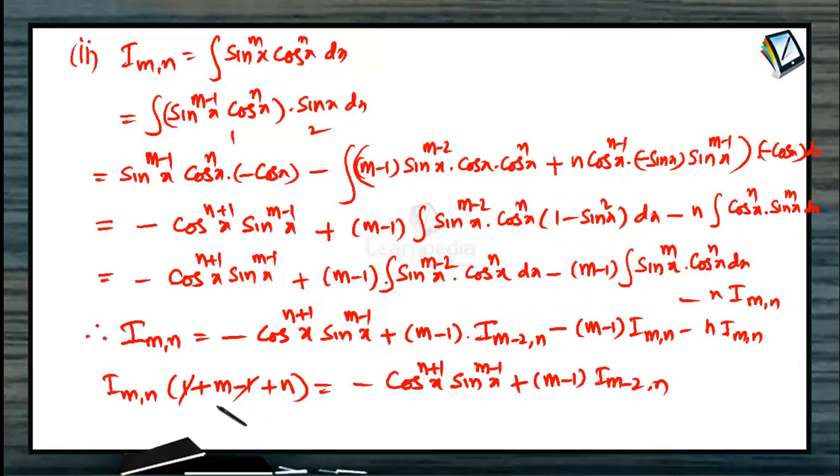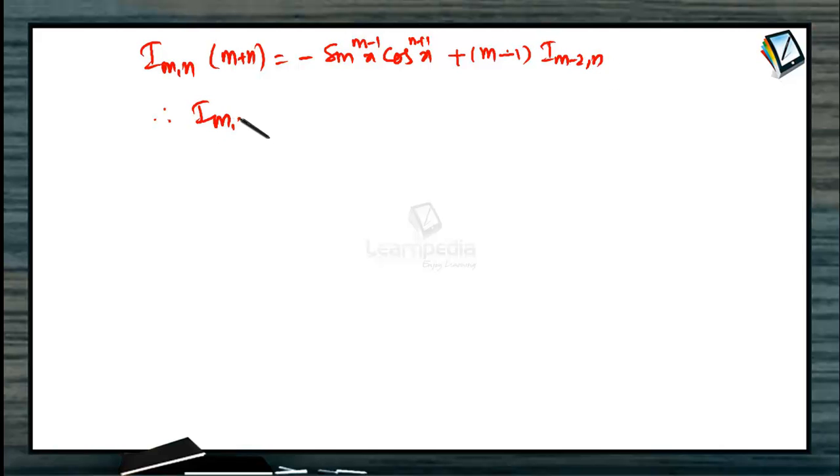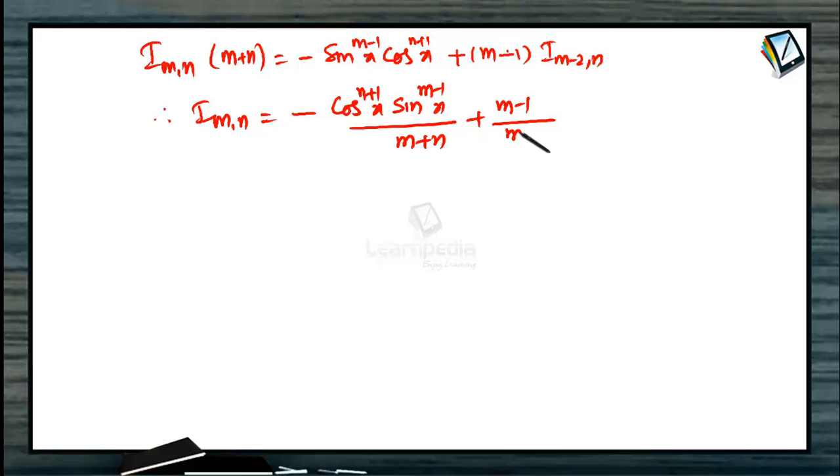So, the conclusion: here the 1 and minus 1 get cancelled and leave you Imn times (m + n) is equal to minus sin^(m-1)x cos^(n+1)x plus (m-1) I(m-2, n). Therefore Imn is equal to minus cos^(n+1)x sin^(m-1)x by (m+n), plus (m-1) by (m+n) times I(m-2, n). This is the second one.